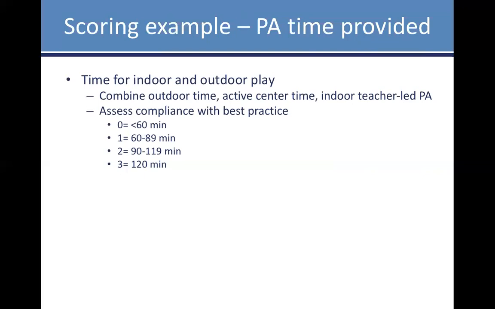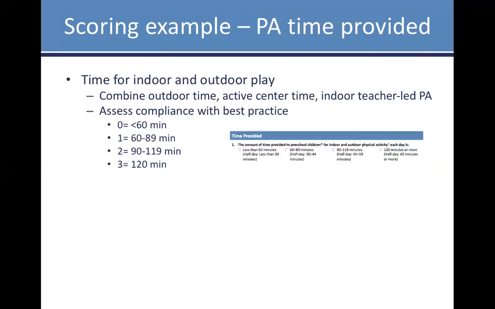And we, like I said, assess compliance with the best practice on that 0, 1, 2, 3 scale. And so these 4 levels of response correspond to the self-assessment of the knapsack best practices. So you get a 0 if you have less than 60 minutes of indoor and outdoor play. If it's between 60 and 90 minutes, you get a 1. 90 to just under 120, you get a 2. And if you have 120 or above, you get a 3. So that's signifying that you're meeting that best practice. And then shown to the right is the little snippet from the self-assessment that it corresponds to.